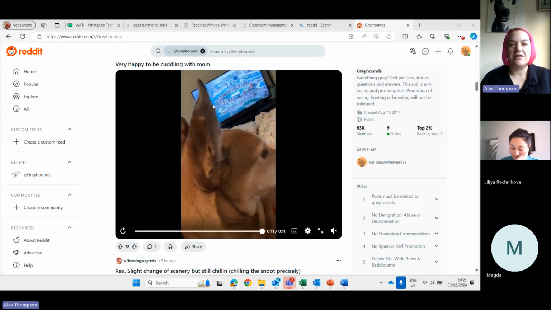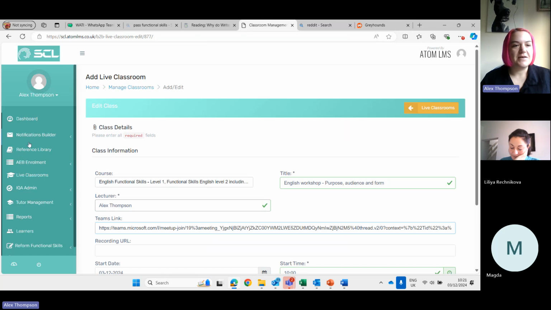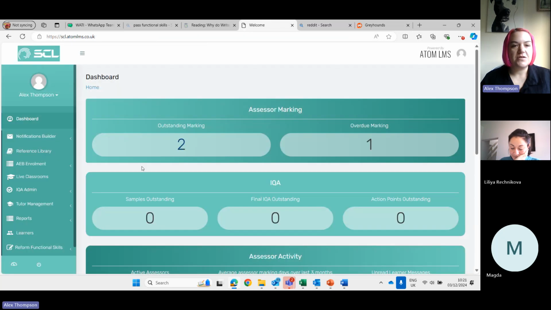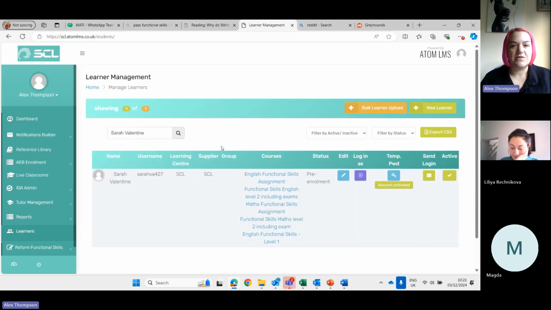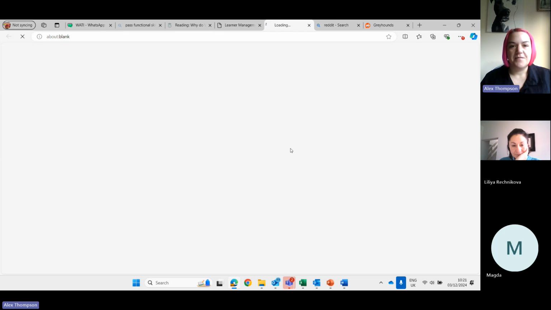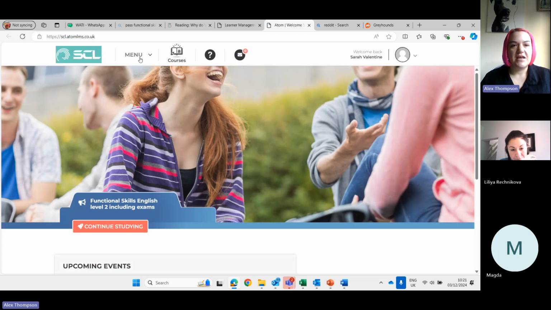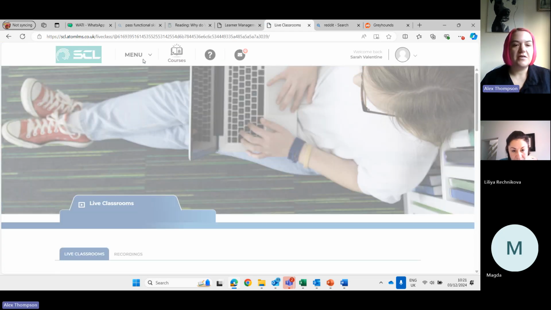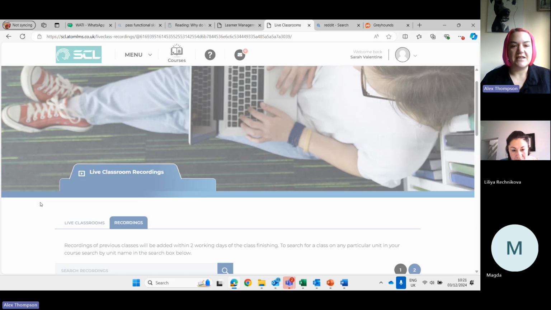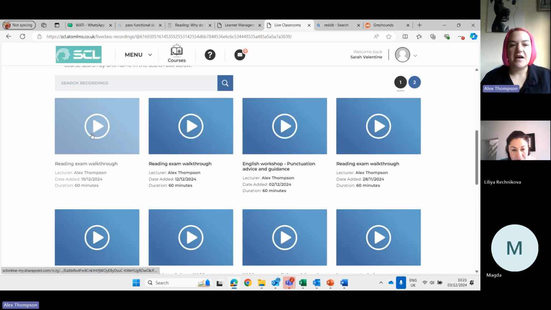However, if I just show you on this one, on Atom, mine does look slightly different to yours. But if you go to the Live Classrooms tab and then Recordings, I have literally come online, and with other students, we have completed reading exams and writing exams, and we've recorded them. So you can see these at any point.